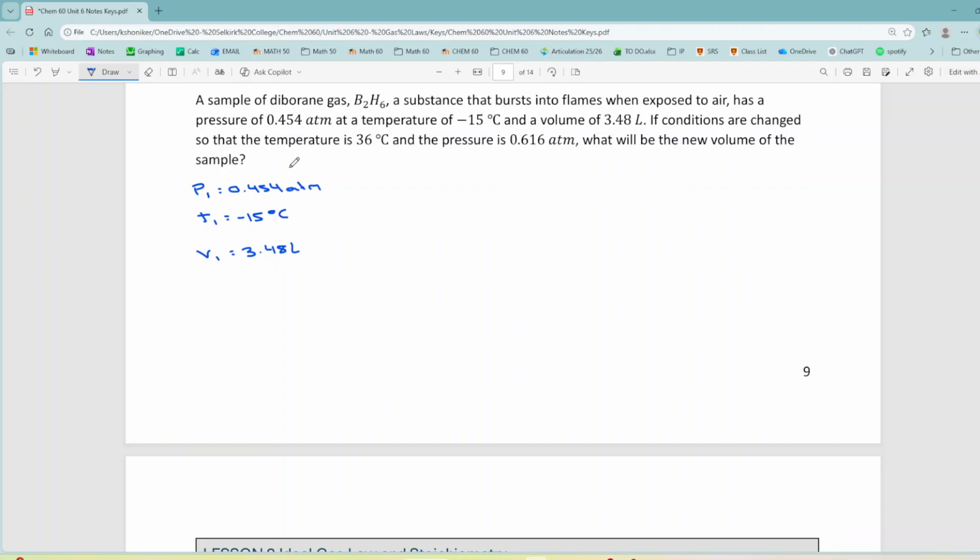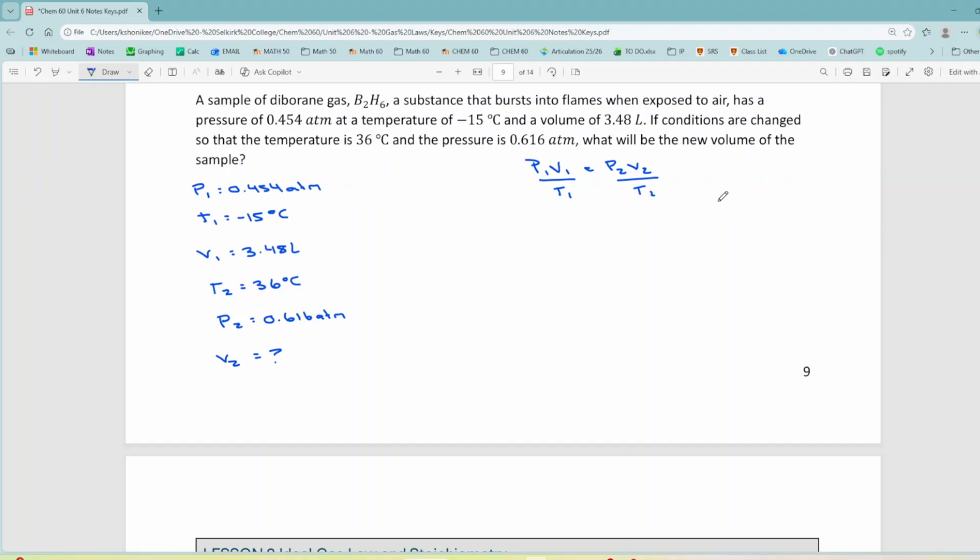If conditions are changed so that the temperature, T2, is now 36 degrees Celsius, and the pressure, P2, is 0.616 atmospheres, what will V2 be? Again, we start off with P1 V1 over T1 is equal to P2 V2 over T2. And again, we don't need to include moles. They didn't mention moles, so we assume that moles are constant.